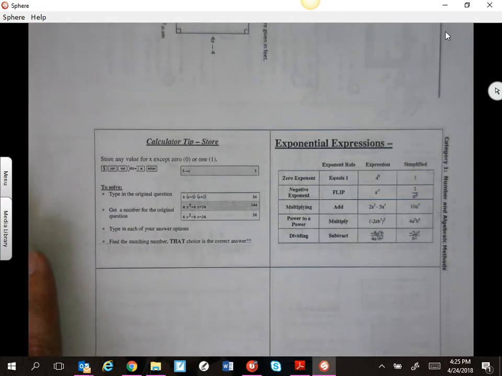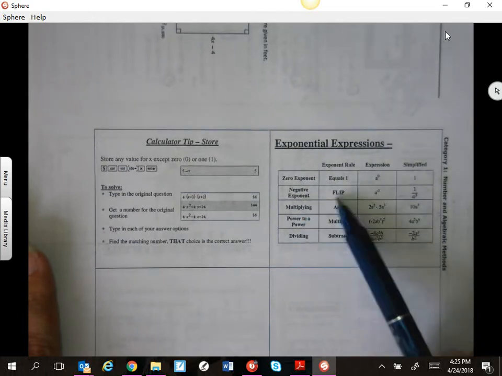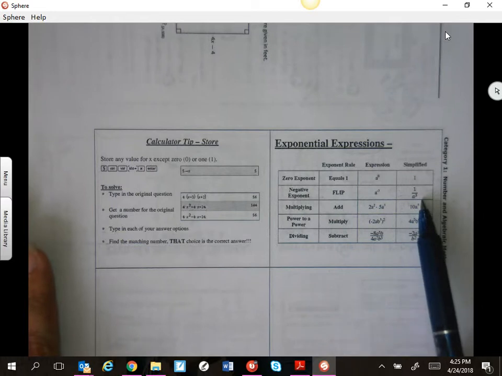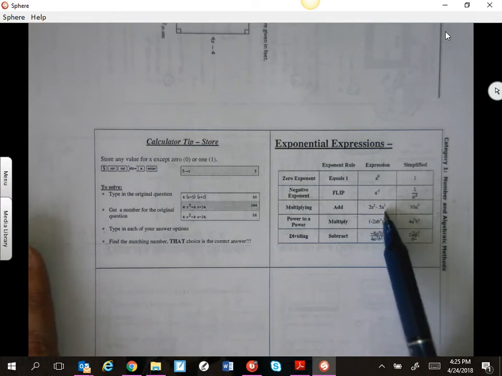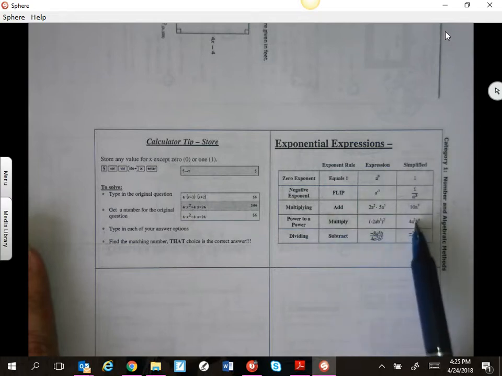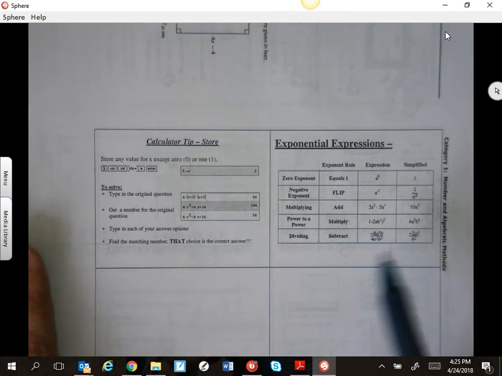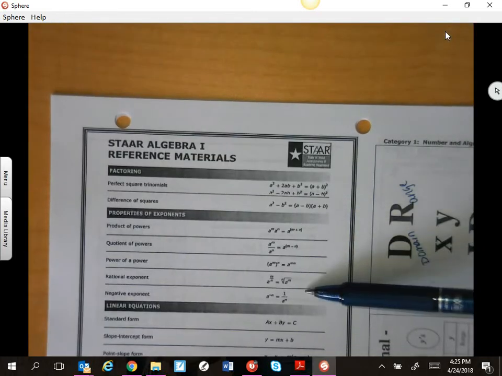Here I have exponential. So remember, a 0 exponent is always equal to 1. If it's a negative exponent, it goes in the denominator. If we're multiplying the same base, which is A in this case, we add the exponent. A power to a power, you're just distributing, which means you're multiplying, and dividing means you're subtracting. Now remember, you do not have to memorize these because they are all right here on your formula chart. Okay? So just make sure you apply the rules carefully. So again, the we do, you do.